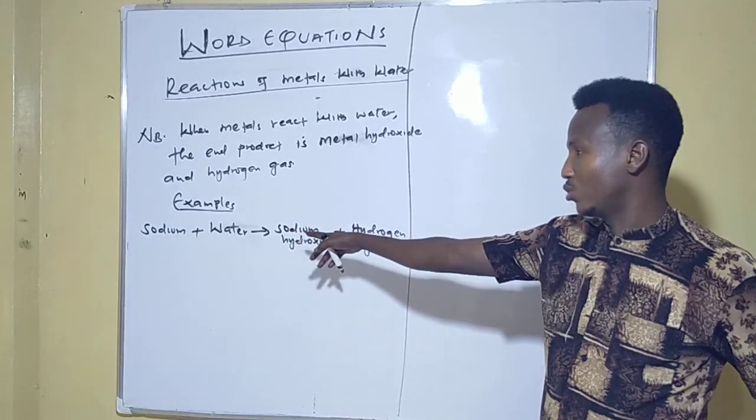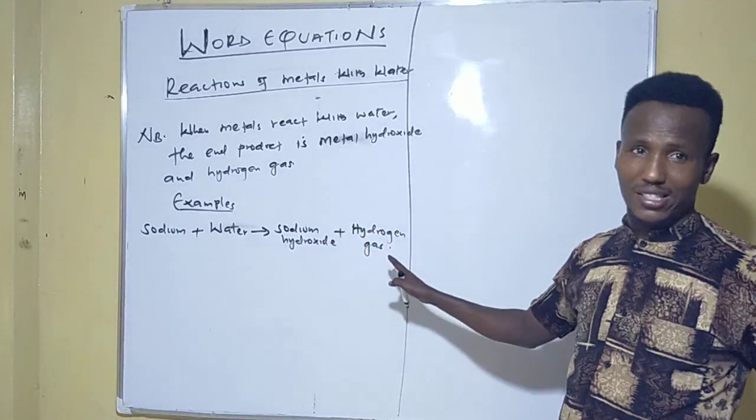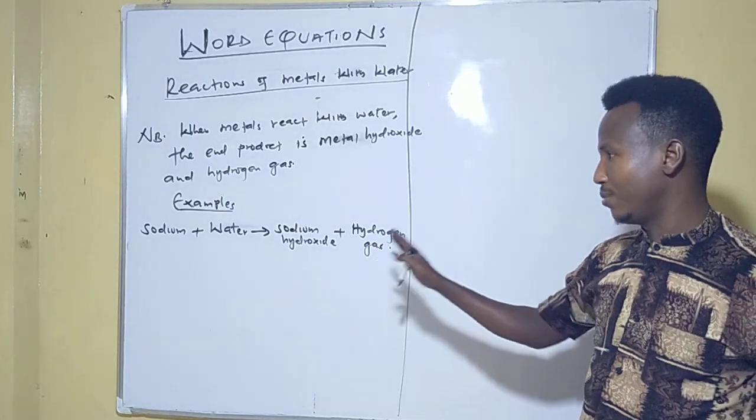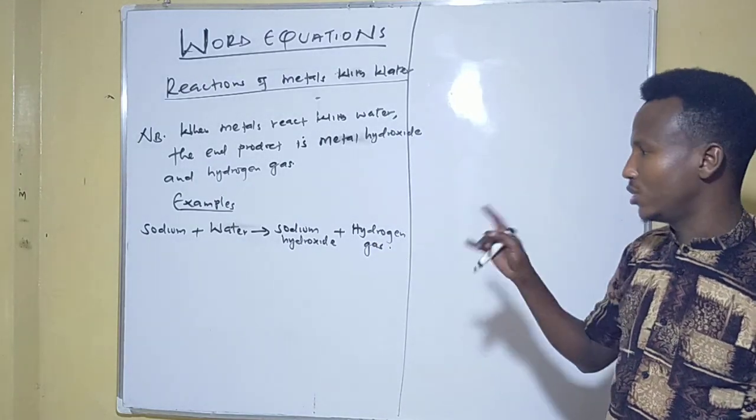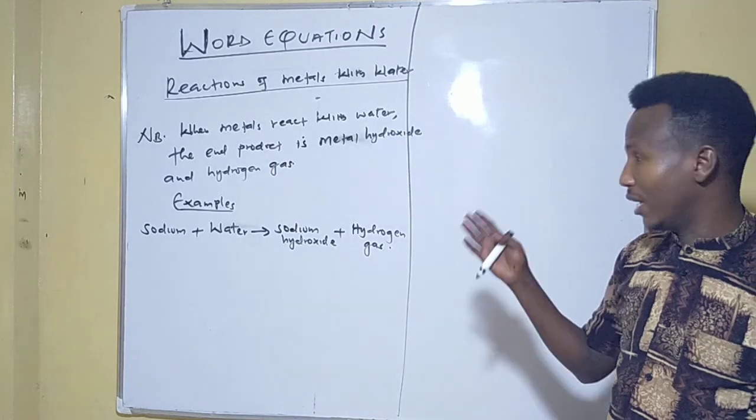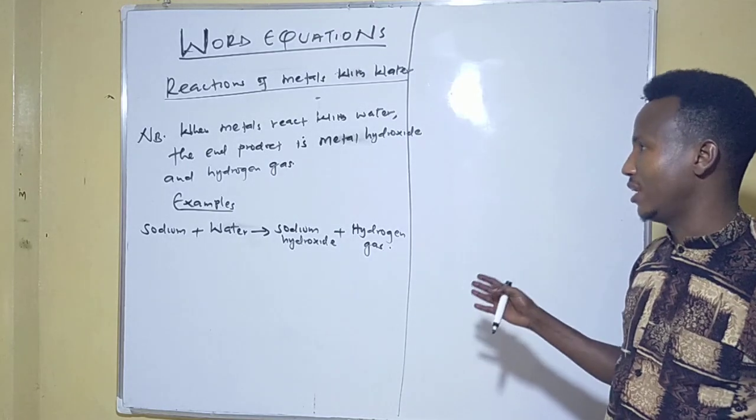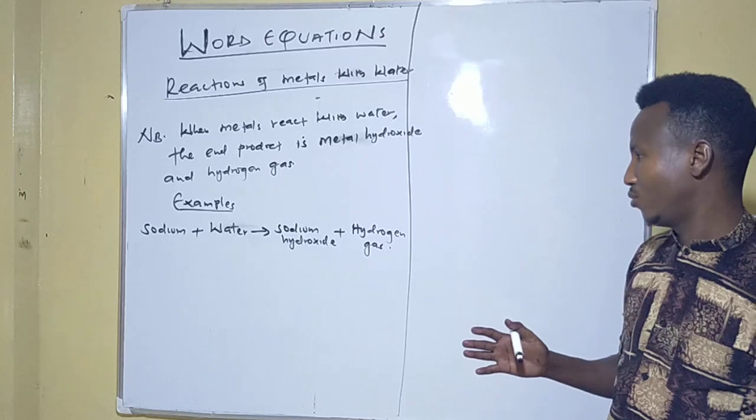So sodium plus water is sodium hydroxide plus hydrogen gas. Just understand that. Remember the method we're using now is sodium plus water gives us sodium hydroxide plus hydrogen gas for your information.